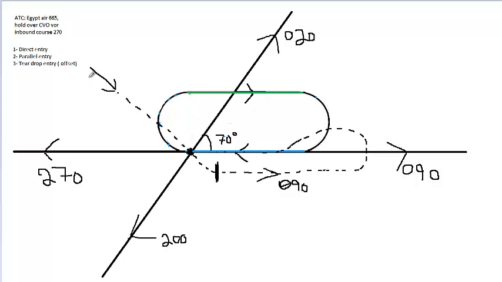So just to make sure you get the parallel entry correct, we do parallel entries from any heading in this sector, so heading 020 to heading 270.